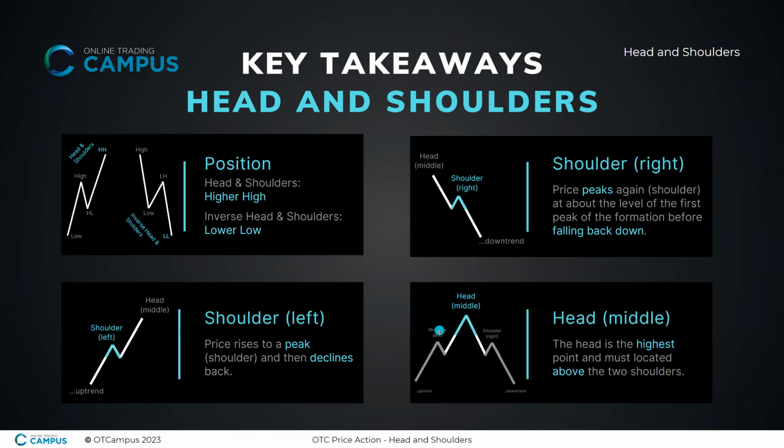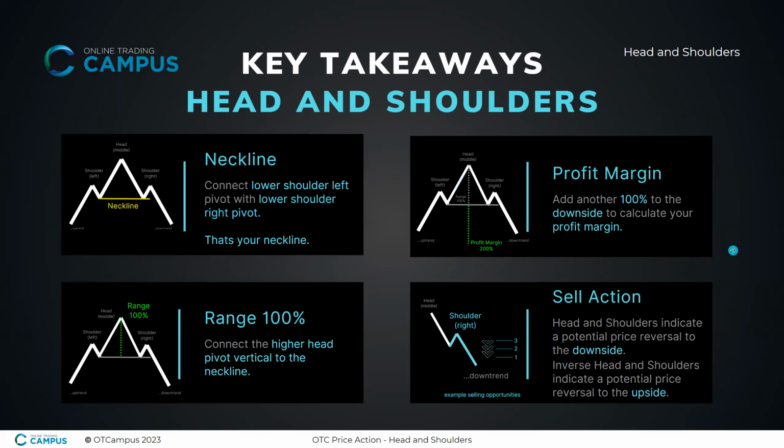It's in the middle. Look here, that is the left shoulder. Here's your right shoulder, left side uptrend, right side downtrend. The head is the highest point and must be located above the two shoulders. More key takeaways, guys. I told you it's a little more difficult.